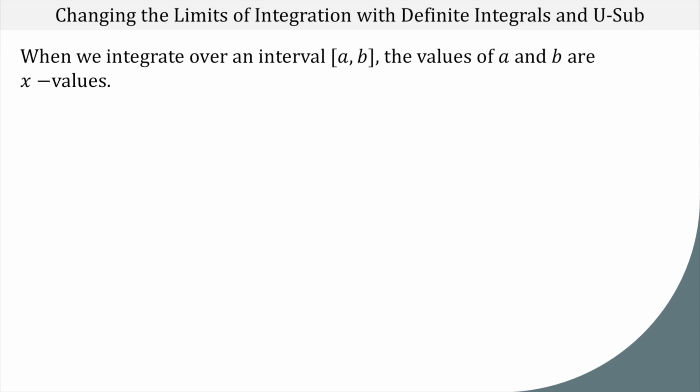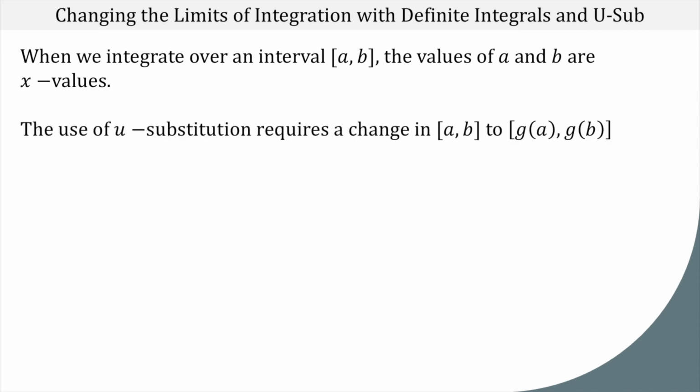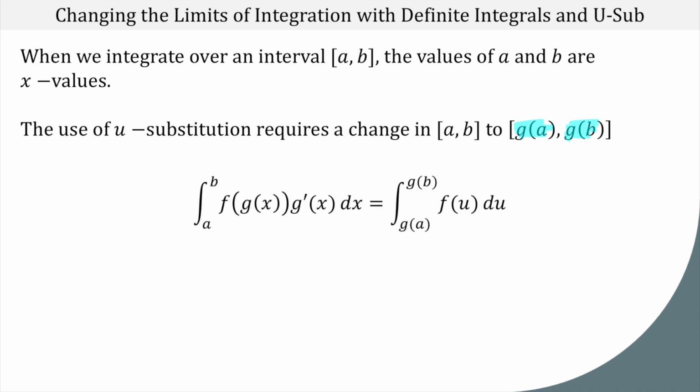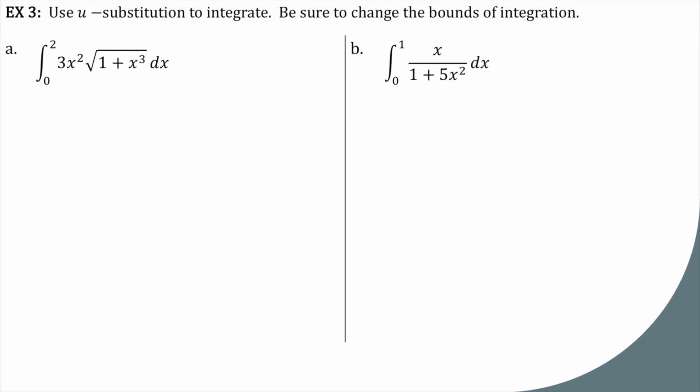If we have a definite integral, we can also use u sub to make the problem a heck of a lot easier. When we integrate over an interval a b, the values of a and b are x values. The use of u substitution, though, requires a b to become g of a, g of b. In other words, they need to be u values. Let me show you what that looks like.